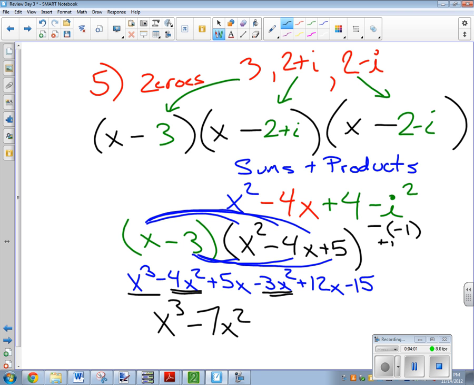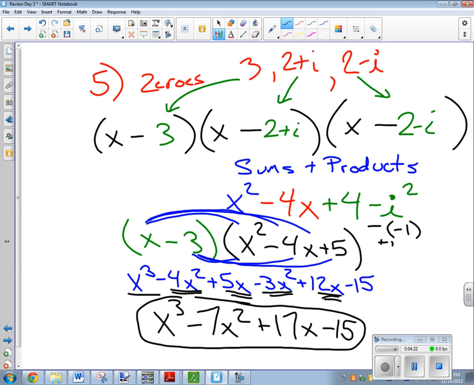And then I've got a 5x. Any other x's? 12x. So 5x and 12x gets me 17x. And then I've got the negative 15 just hanging out at the end, so it's going to go on. There is my answer. It takes a long time. Nothing incredibly difficult. You just got to remember how to do the sums and products part. We good?